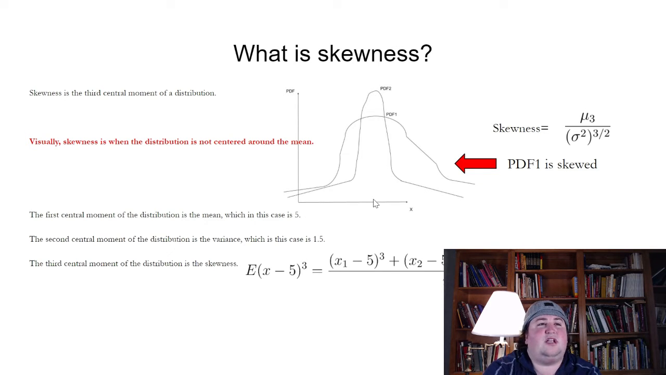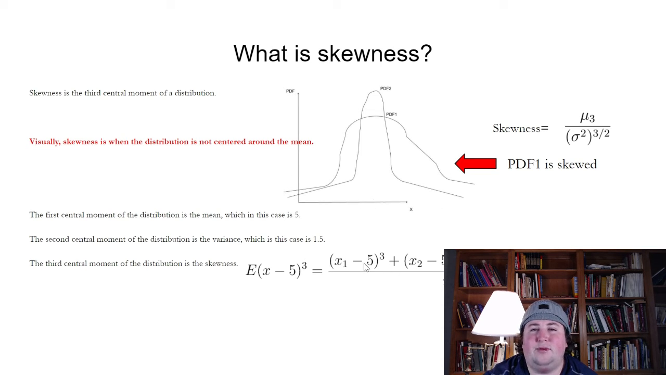So as I said, the first central moment of the distribution is the mean, which in this case is 5. The second central moment of the distribution is the variance, which in this case is 1.5. And then the third central moment of the distribution is skewness. And so the way that we can calculate skewness is basically take the expected value of each variable and subtract off the mean and then cube it.